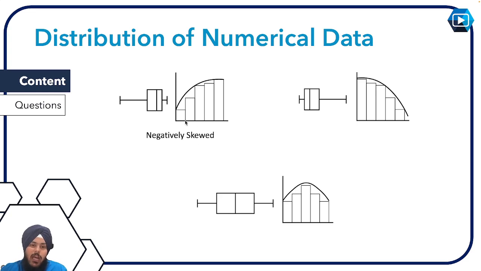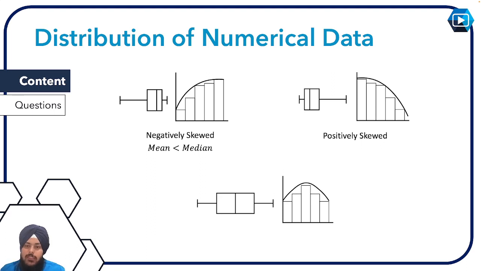So for negatively skewed data, we will have a skew or a tail towards the negative end of the data. Depending on if you're using a box plot or a histogram to represent the data, it will look like this or this. Just by looking at the graph, you should be able to determine what type of shape the graph represents. However, if it's not clear from the graph, you can also use descriptive statistics. If you calculate the mean and median for the data distribution and the mean is less than the median, then we have negatively skewed data.